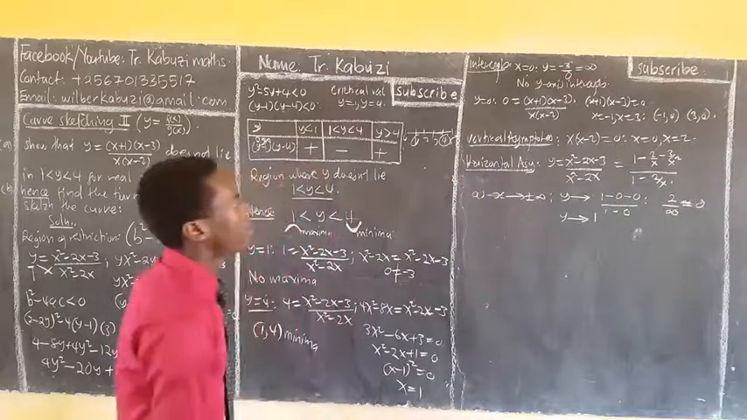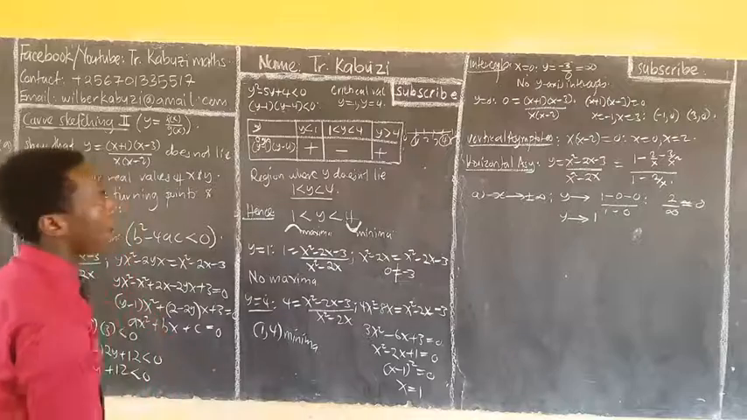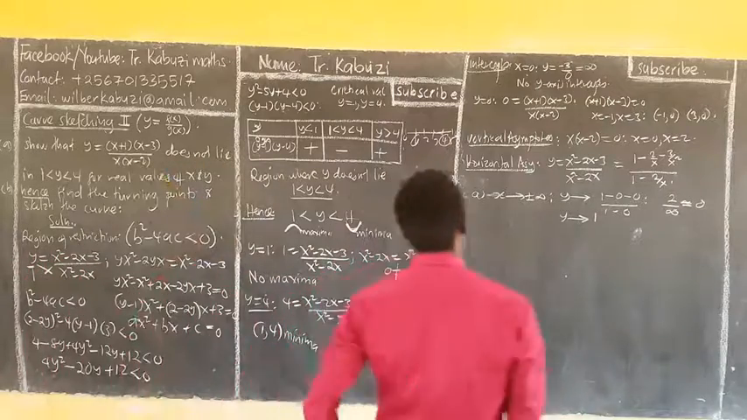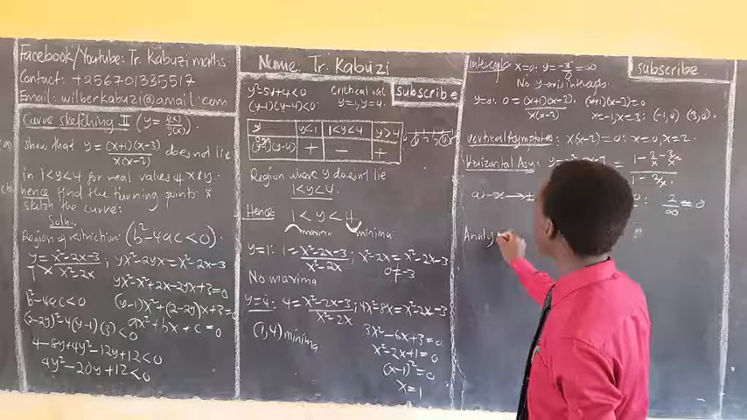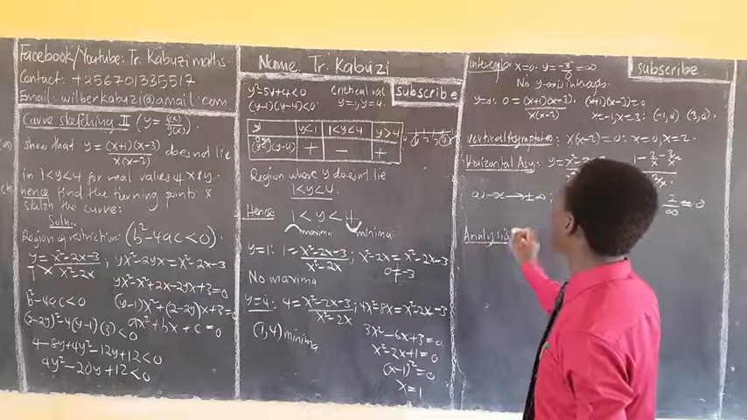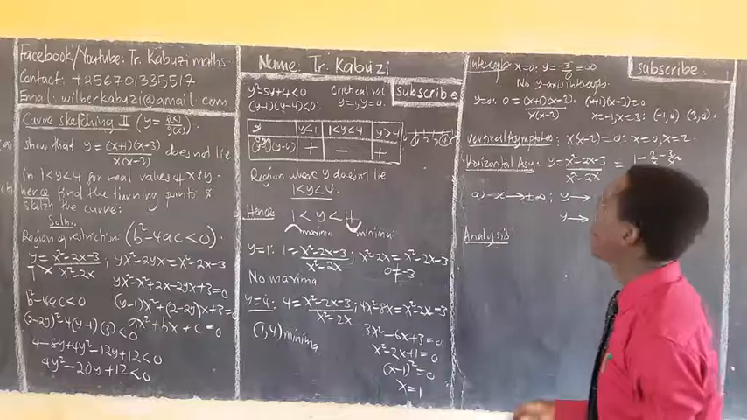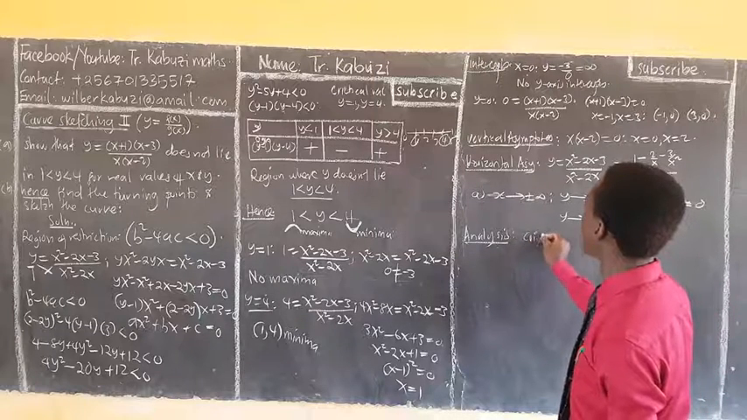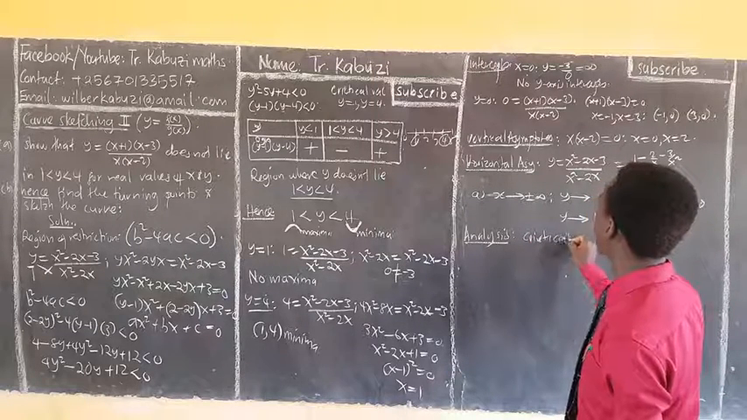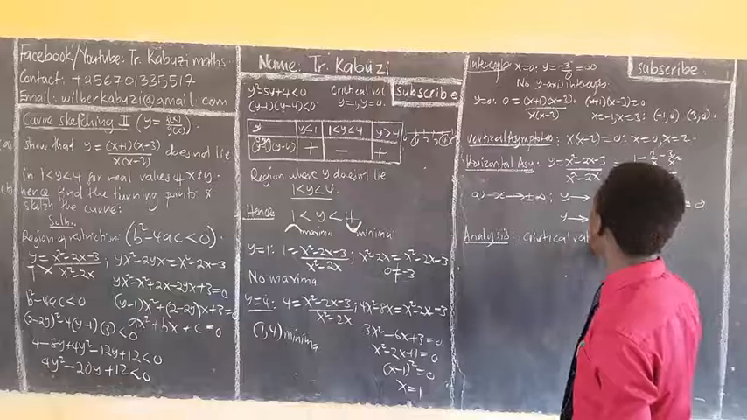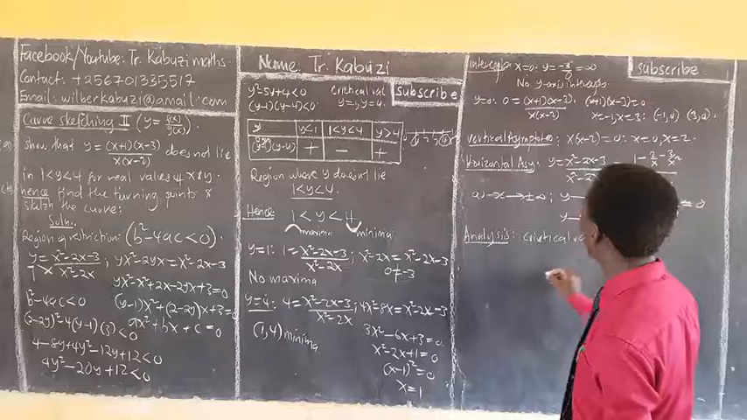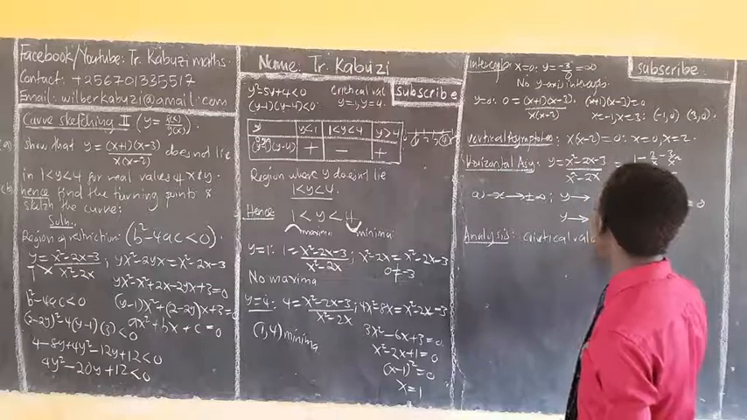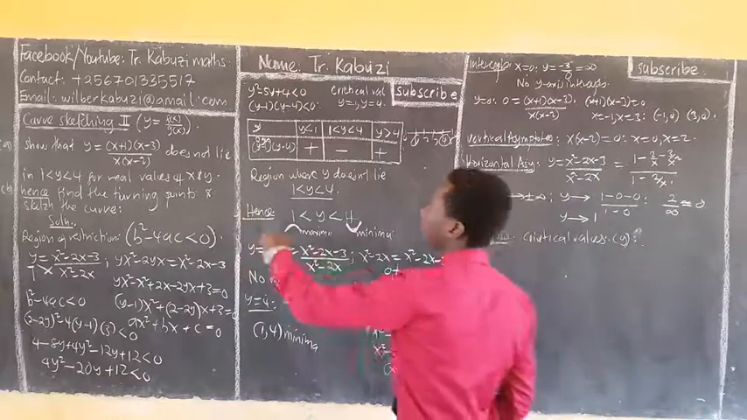So now, what we are meaning to get is the analysis table. So analysis, to get the behavior. To get our analysis members, now we get the critical values. How do you get the critical values? We equate both the denominator and the numerator of y to 0. So now, we equate this to 0.